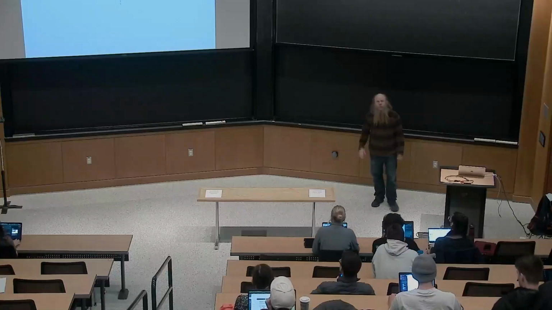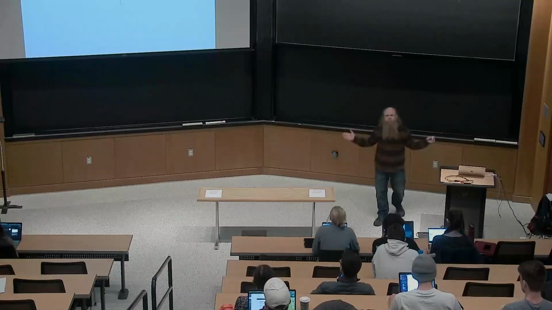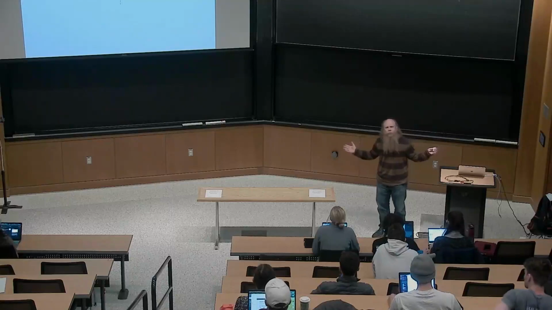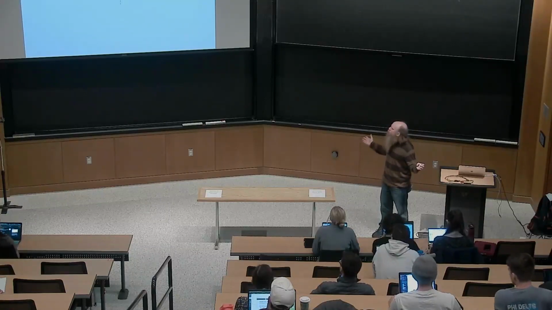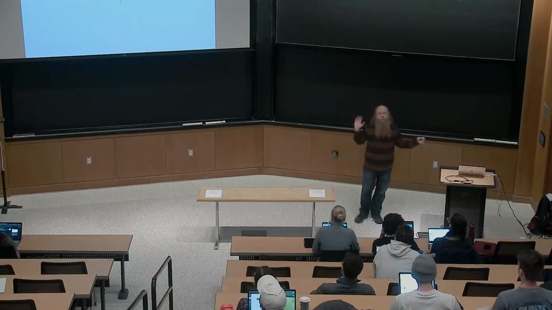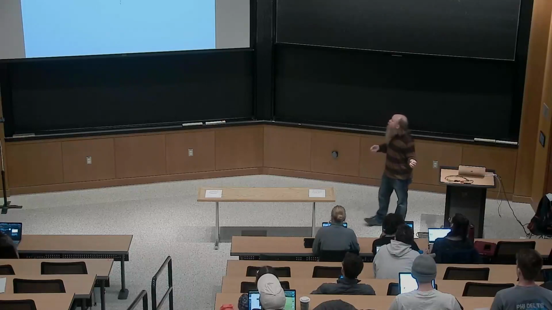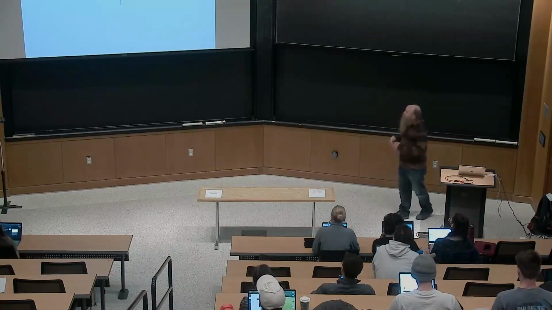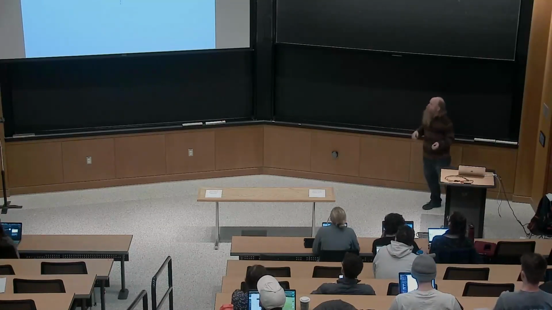Does herself C-command Susan? No. You're all shaking your heads appropriately, right? And the way to find that out is to ask, what are the nodes that dominate herself? And they include that TP, but somebody name another one that doesn't dominate Susan. VP, yeah, or T-bar. So there are at least those two, which dominate herself but don't dominate Susan. So Susan C-commands herself, but herself doesn't C-command Susan.